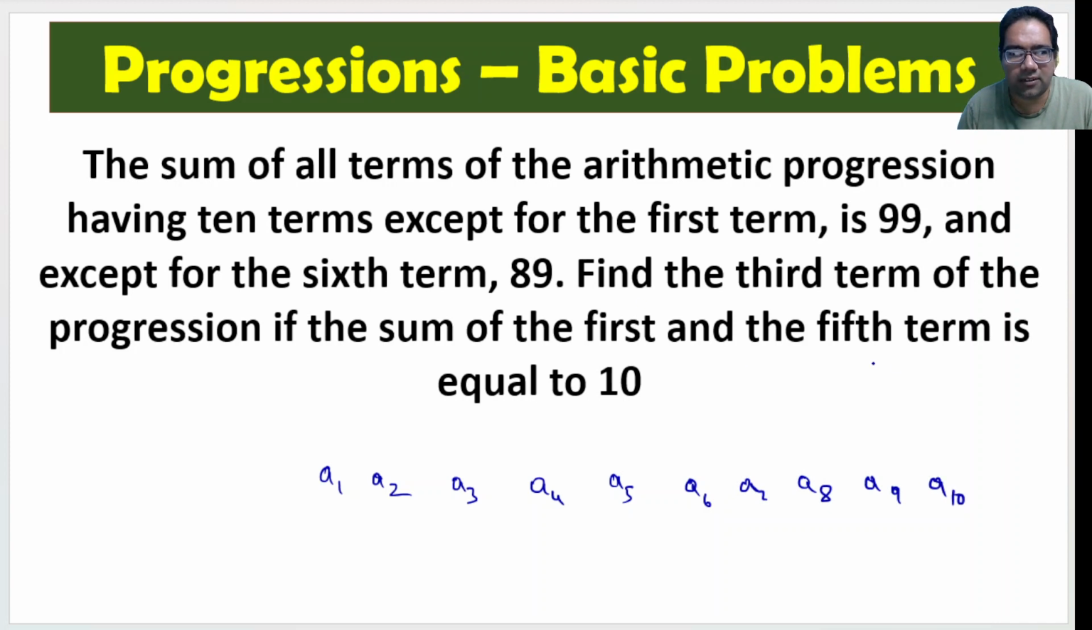Now, sum of first and fifth terms is equal to 10. To take first and fifth, what is the average? Average of first and fifth should be A3, right? Any term, if you take the average in any arithmetic progression, is always the middle one. Average of A1 and A5 should be A3, and A2 and A4 also should be A3, right?